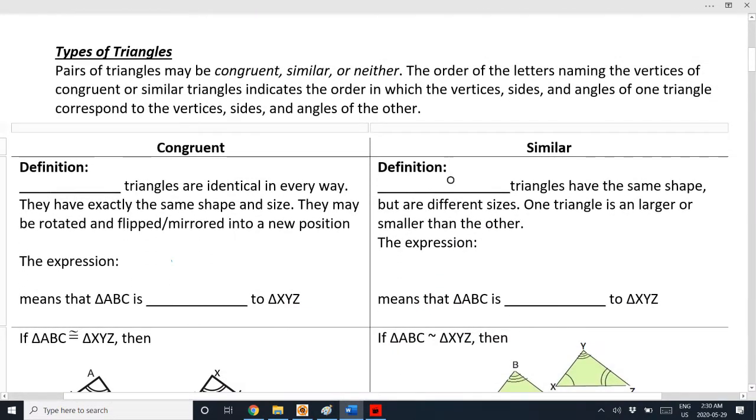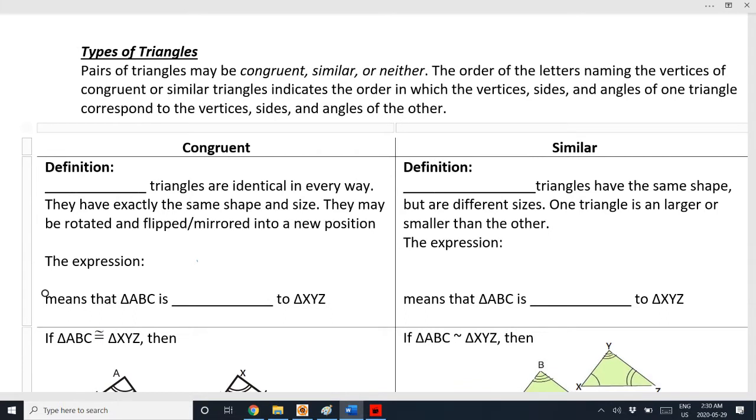Types of triangles. Pairs of triangles may be congruent, similar, or neither. The order of the letters naming the vertices of congruent or similar triangles indicates the order in which the vertices, sides, and angles of one triangle correspond, or in other words, are related to the vertices, sides, and angles of the other. Let's first look at congruent triangles.